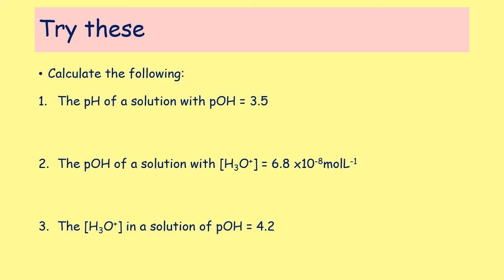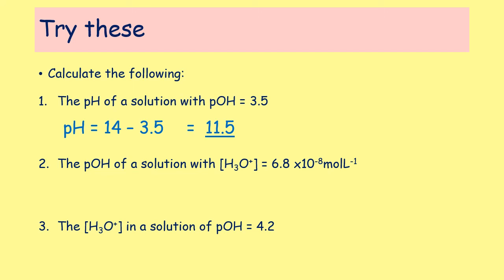So for question 1, the pH of a solution with a pOH equals 3.5. For this one, it's probably the easiest of the questions up there. Remember, pH plus pOH equals 14. So pH is going to be 14 minus 3.5, which means that pH is 11.5.